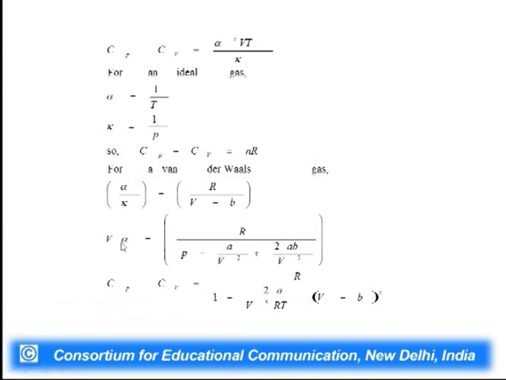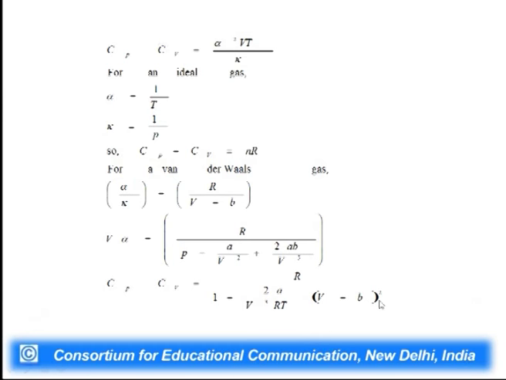This is your derivative of V with respect to T, while alpha by kappa is del P by del T at constant V. So, we can calculate these two things easily for a van der Waals gas, and so we can get Cp minus Cv is equal to R divided by 1 minus 2a(V minus b)^2 divided by RT V^3.